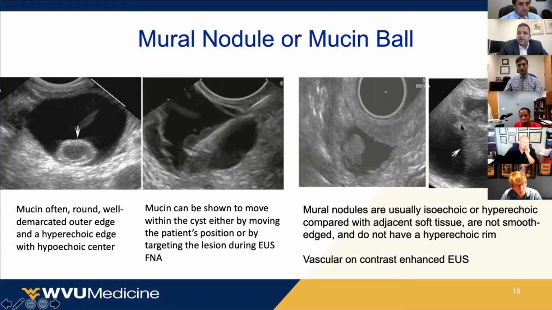Whereas if you see these right side images, these are mural nodules. These are isoechoic or hypoechoic and are similar to just soft tissue. These do not have a smooth edge or a hyperechoic rim. And on contrast, you can see many of them can have vascular supply.